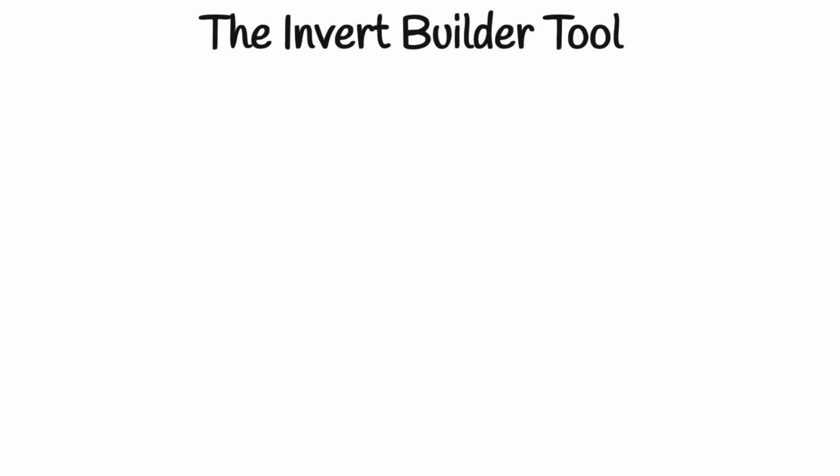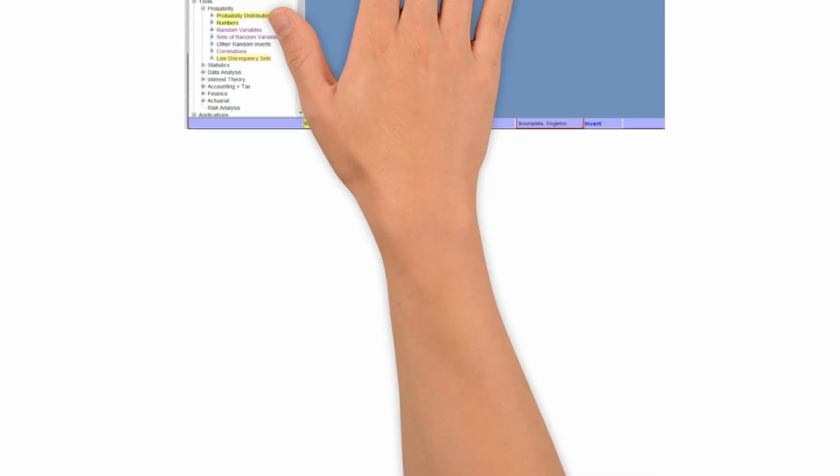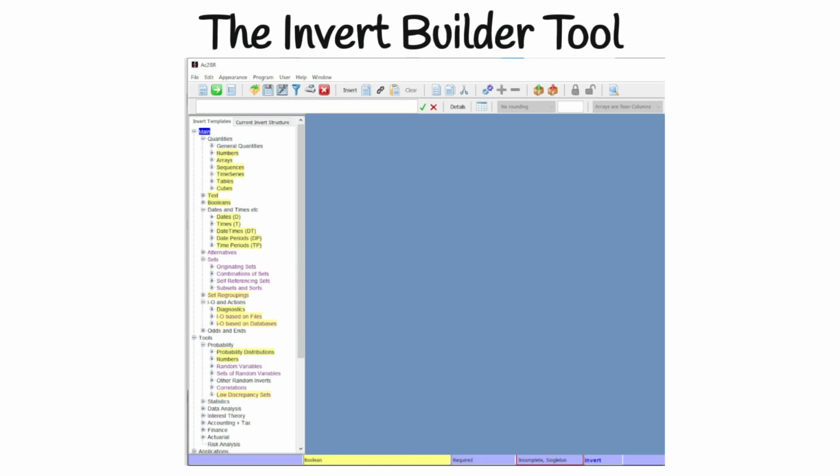Invert structures can be constructed and viewed in a special software tool that we call the Invert Builder. Here you can see the desktop where you can assemble invert structures. To the left are the libraries where the various inverts are organised.